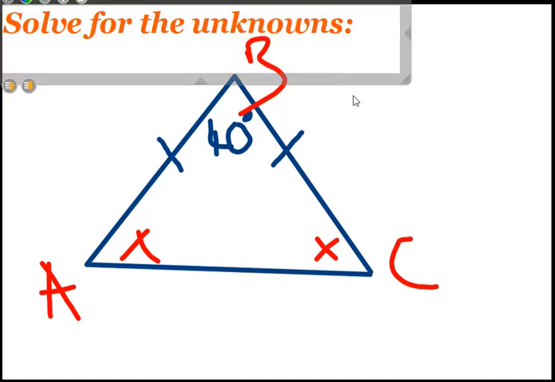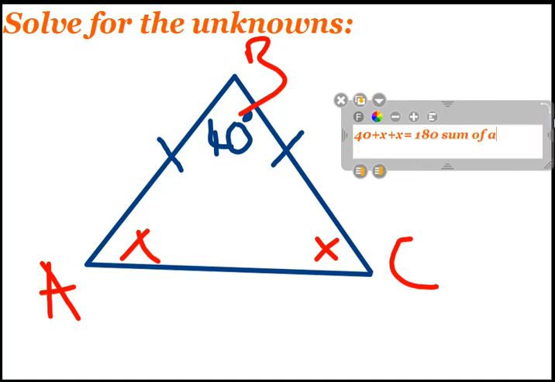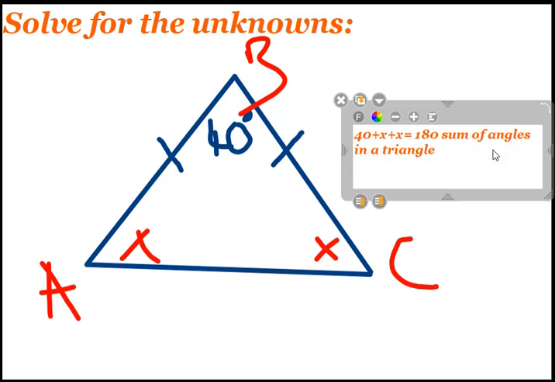So let me label that with the same marking, x and x. And to solve for our unknown, which is x, we just have to say 40 degrees plus x degrees plus x degrees is equal to 180. Why? Because of the sum of angles in a triangle. All angles in a triangle always add up to 180.